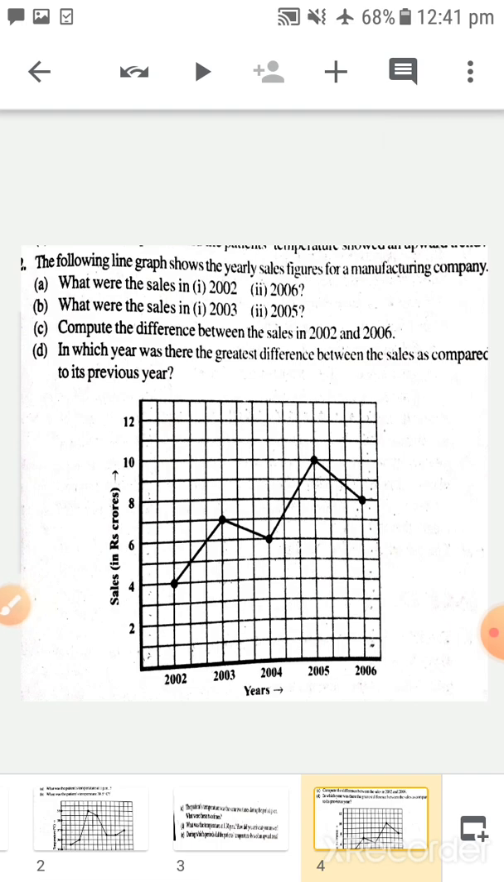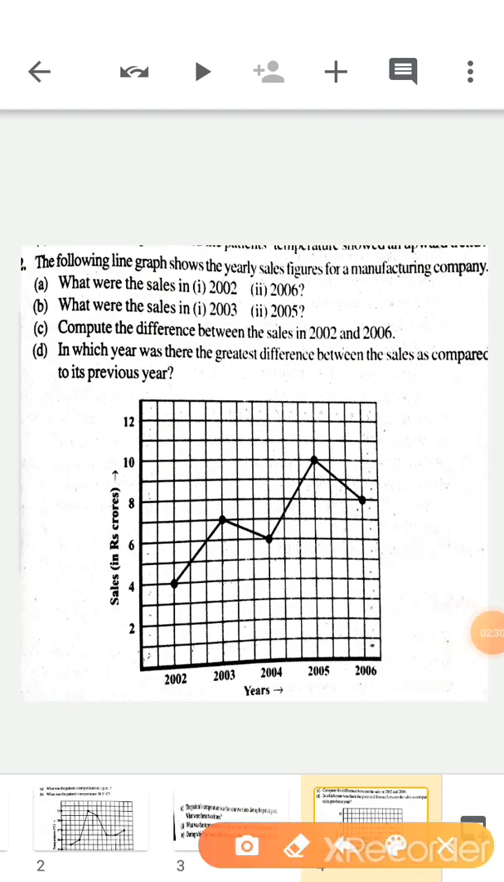Next question we are having, the following line graph shows the yearly sales figure for a manufacturing company. What were the sales in 2002 and 2006? So we are having this graph. So in this direction years are there, in this direction sales in crores are there. So what were the sales in 2002 and 2006? Okay, so 2002 and 2006.